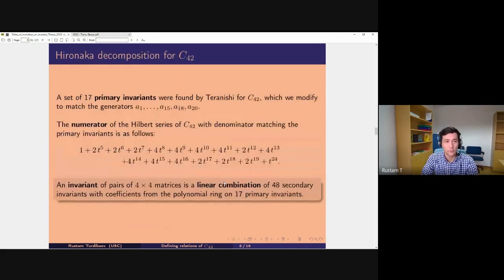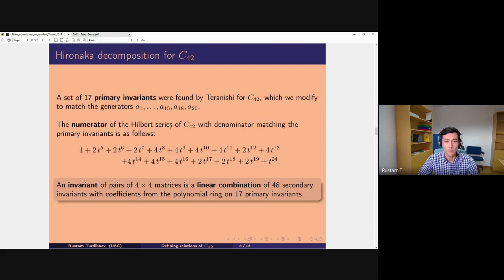So the first one is, of course, about the Hironaka decomposition. Now, once we have the relations, we can find it easily. But even before, some information was known. For instance, the primary invariants were known by Teranishi for this algebra to be 17 traces. We slightly modify them to the Drensky and Sadikov generators. And the Hilbert series for this algebra was also computed. And for our purposes, not just the bigraded, but a simply graded one is also enough.